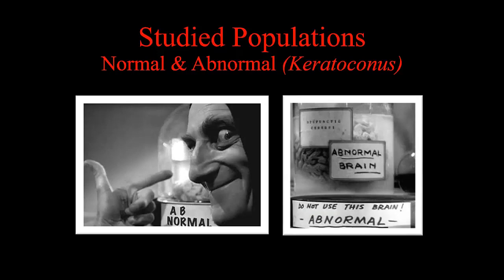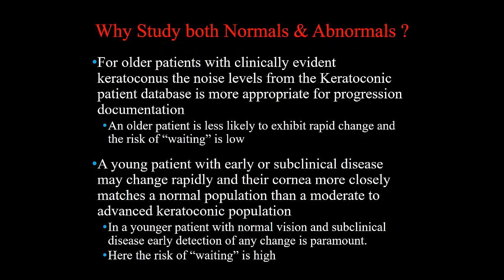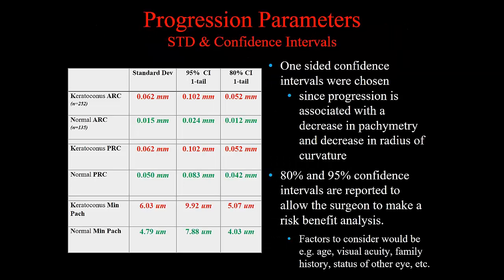So we studied actually two populations. We studied both a normal population and a keratoconic population. The reason that we did that is that for patients with more established disease, the keratoconic population, in this case, the noise level of a keratoconic measurement is probably more appropriate. But if you have a young patient with very early disease, that measurement noise more closely mimics a normal population. If you have, again, let's say a patient with subclinical disease, this very early change, that measurement probably has less noise and probably is closer aligned to a normal population. So we looked at both.